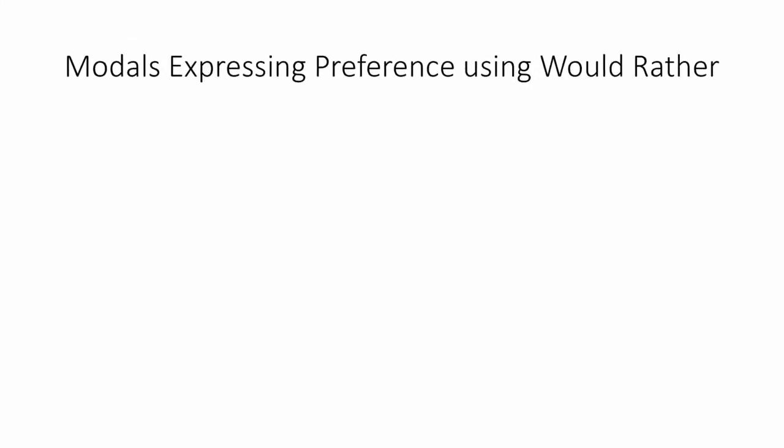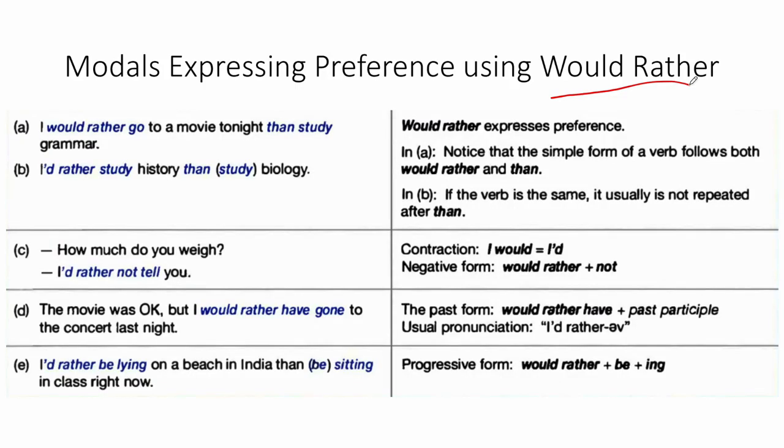In this chart, we talk about modals that are used for expressing preference, and here we talk about the use of the modal would rather. So would rather means you use it when you want to express a preference. You prefer something over something else. Example: I would rather go to a movie tonight than study grammar. This person who is speaking prefers going to a movie rather than studying grammar. So, I would rather go than study.